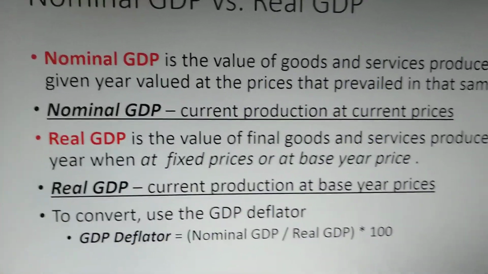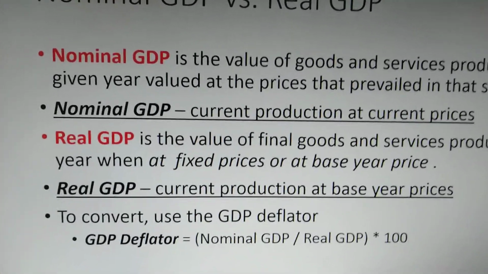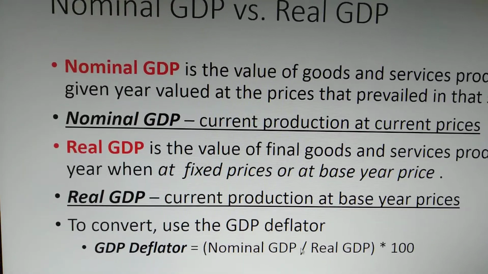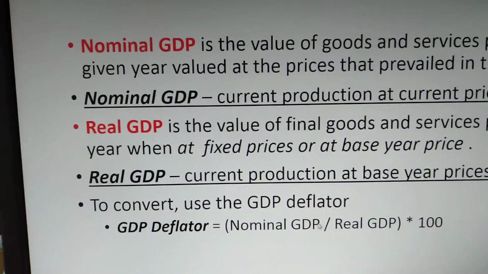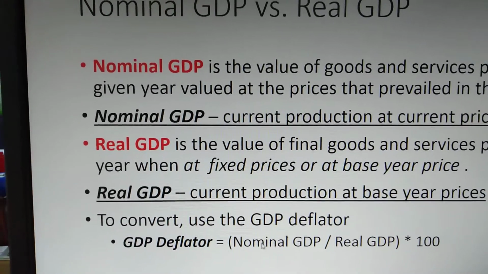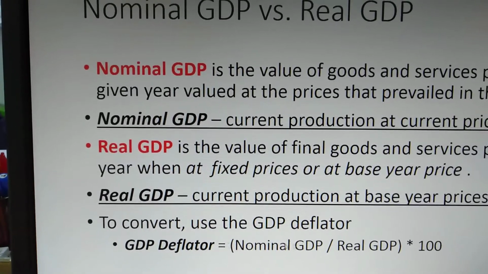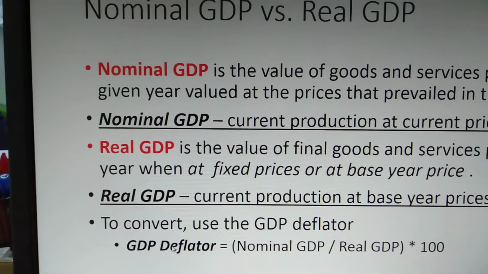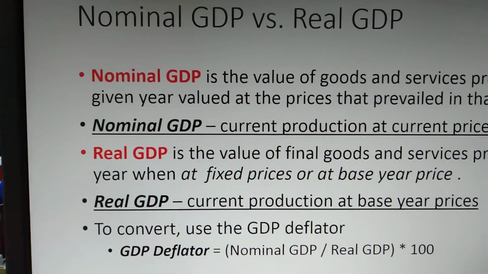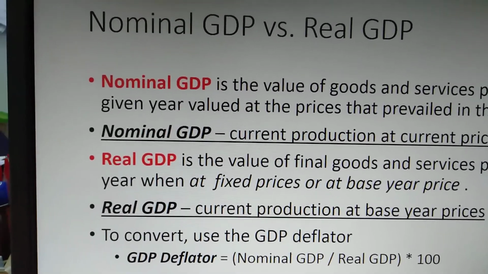How can we calculate nominal from real or real from nominal? By using something called the GDP deflator. So if I want to find real GDP, it will be nominal GDP over the GDP deflator times 100. If I want to find nominal GDP, it is real GDP times the GDP deflator divided by 100. And if you want to find the GDP deflator, it equals nominal GDP over real GDP, times 100.